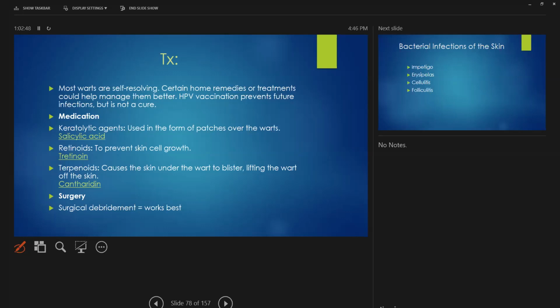Sometimes, like I said, you just have to cut them out. You have to numb up around the wart, and then you dig it out with a dermatologic curette. And then you can treat it with cryotherapy, and that probably works the best that I've seen.